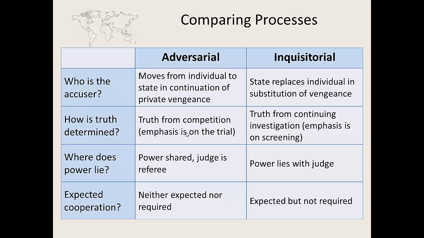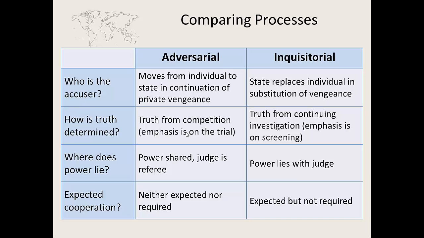This chart, which is a reprint of one that's found in your textbook as well, is a fairly easy way to look at how the adversarial and inquisitorial systems can be distinguished. This happens to be table 5.1 in your textbook. The first question is, who is the accuser? Who plays that role? Under the adversarial system, the accuser moves from the individual to the state in a continuation of private vengeance.